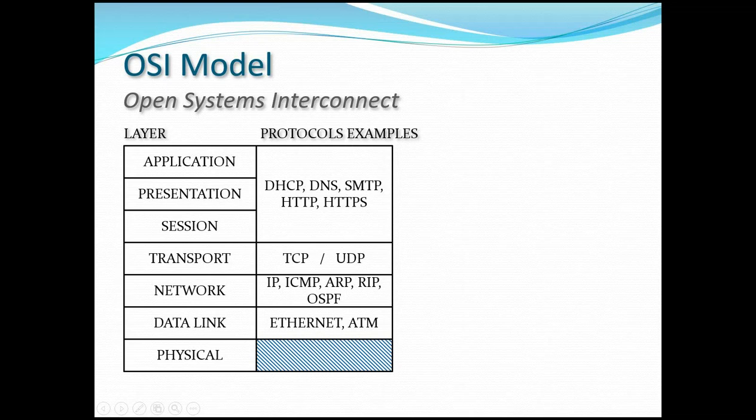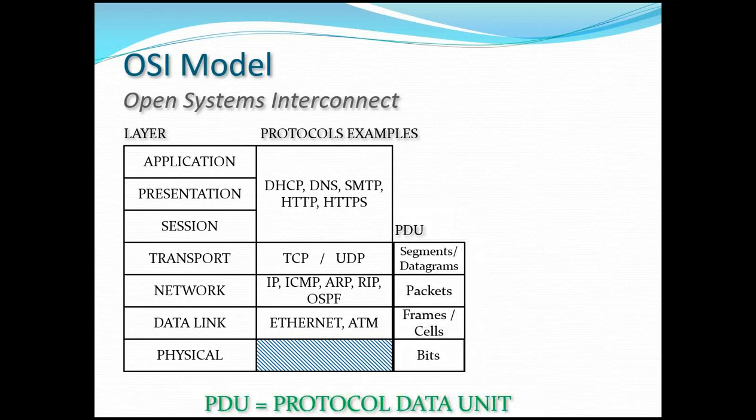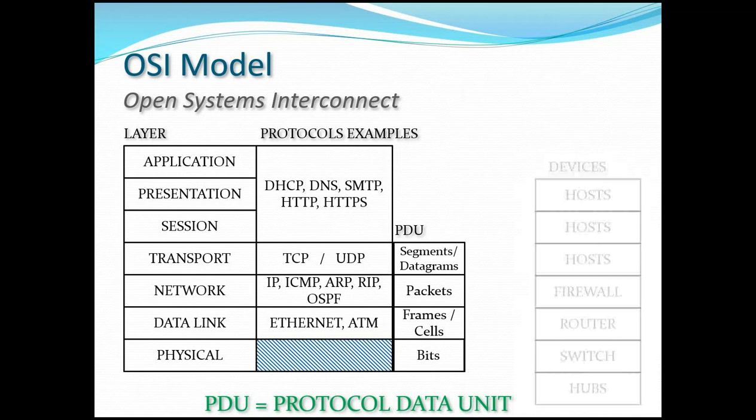Now, if we take this one step further, these are some of the different PDUs that we have at the different layers. At the transport layer, we've got segments and datagrams. At the network layer, we've got packets. At the data link layer, we have cells. And then finally, at the physical layer, the PDU is a simple bit.